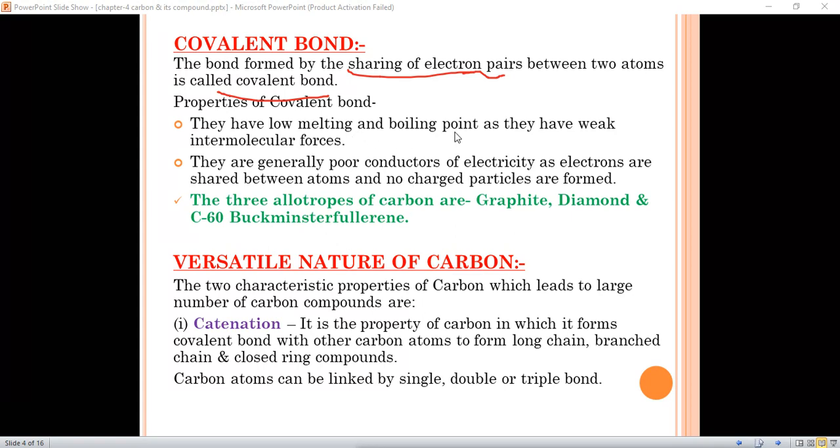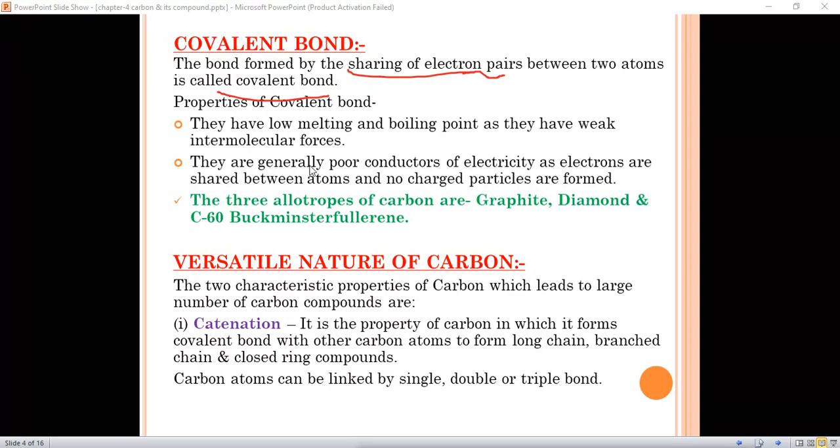Okay. Now we'll have a look at the properties of covalent bonds. They have low melting and boiling points as they have weak intermolecular forces. They are generally poor conductors of electricity as electrons are shared between atoms and no charged particles are formed. So these are the 2 properties of covalent bonds. They have low melting and boiling points. Why? Because the intermolecular forces between molecules are very weak.